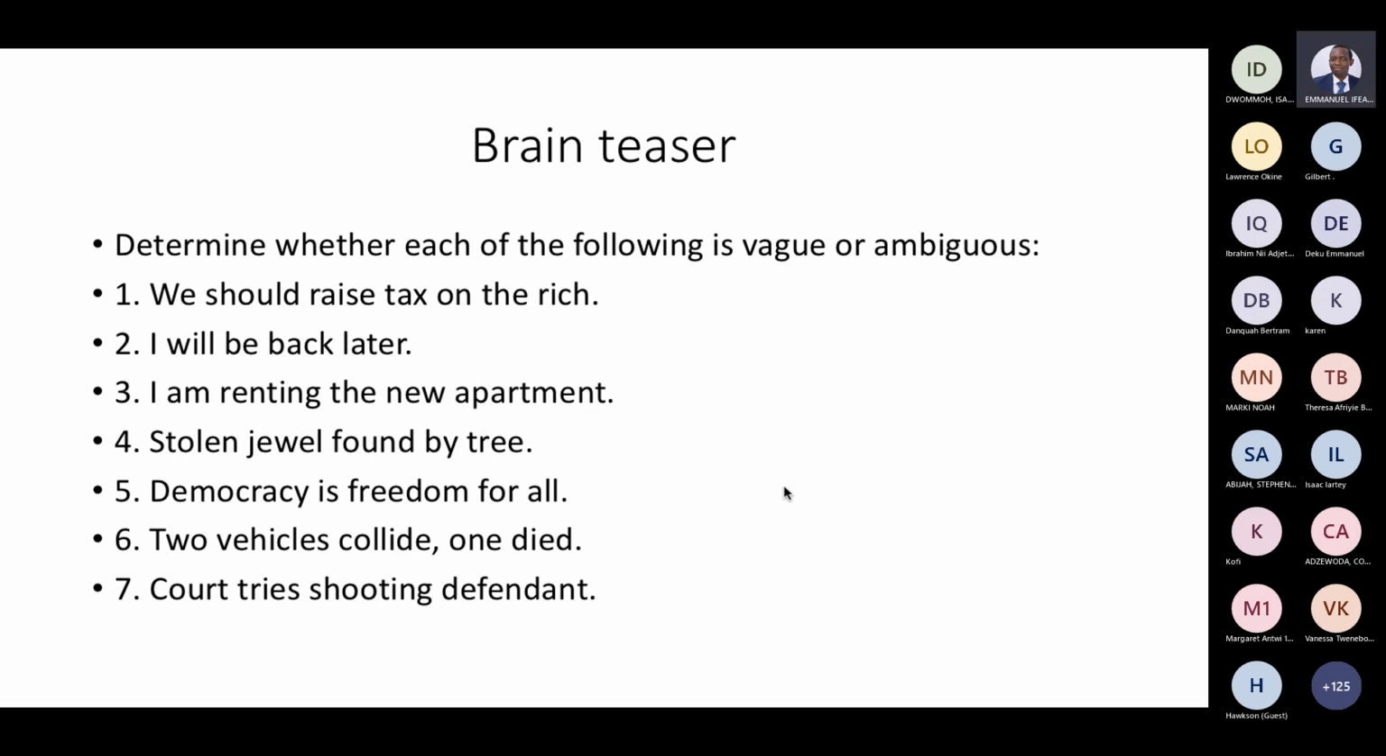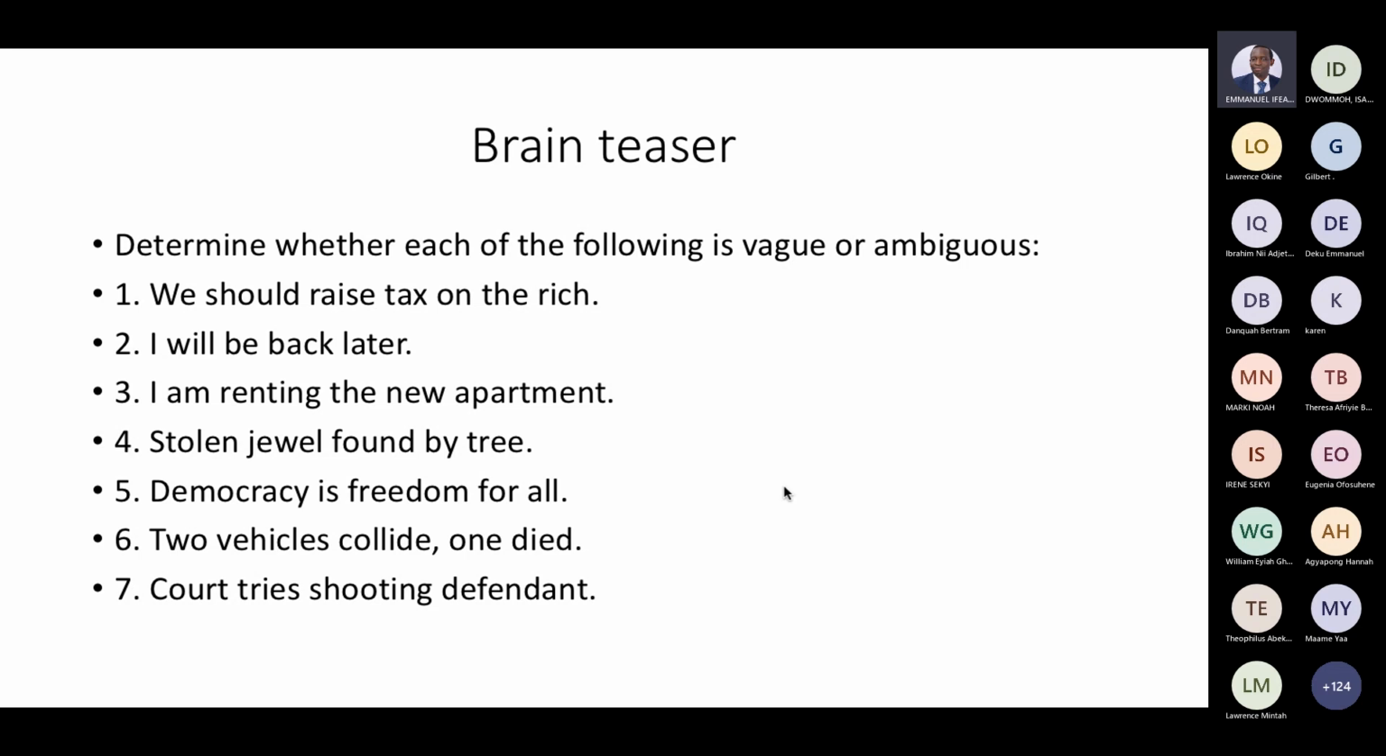Yeah, so that's right. I'm renting the new apartment. If the person wants to rent an apartment, then the person is right. The sentence is correct. If the person is renting it to someone, the sentence is still correct. So the sentence is correct in two ways. Either the person is renting it to someone or the person is renting it from someone. So that's why the sentence is ambiguous, which is correct.